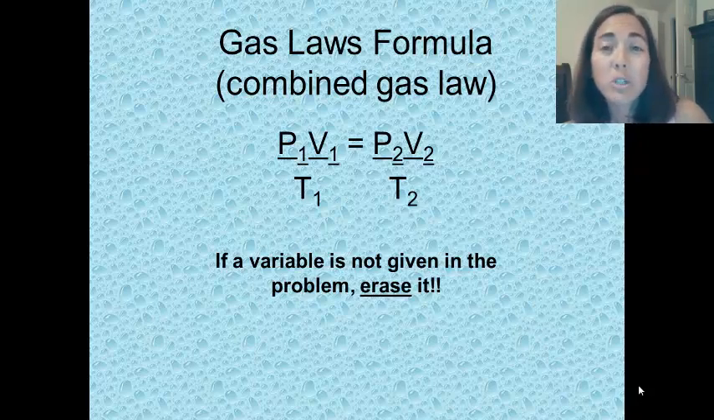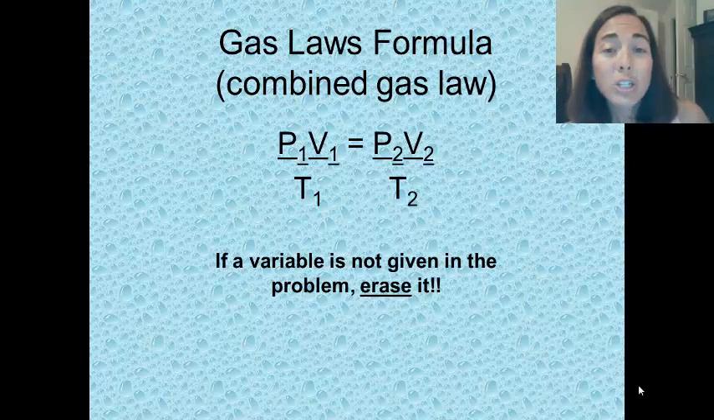If the temperature is not involved in the problem, you can just erase that variable, and what you're left with is the Boyle's law formula. It works the same way for Charles' and Gay-Lussac's laws too. If a variable is not given in your problem, or if it remains constant, you can just erase it.